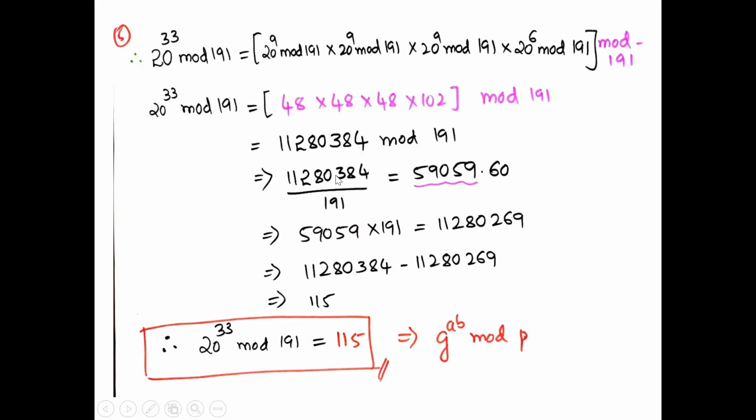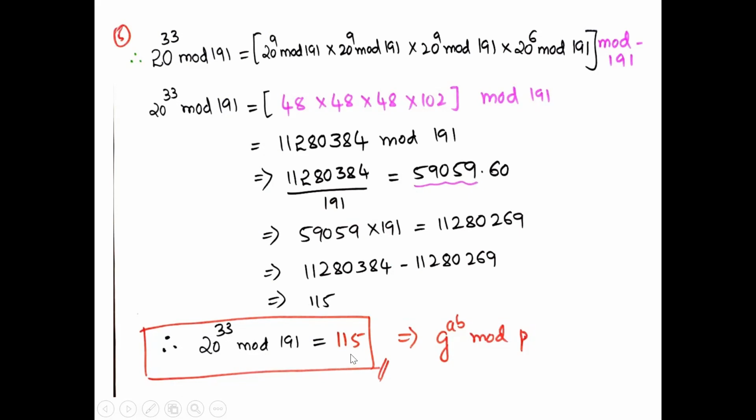Again, employ the same procedure: divide this by this, you will get a number, take out only the decimal part, multiply it with the modulus value, and you will get a result. The result has to be subtracted from this particular value, 112,803,84. So the answer comes around 115. Therefore, 20 raised to 33 mod 191 is 115.